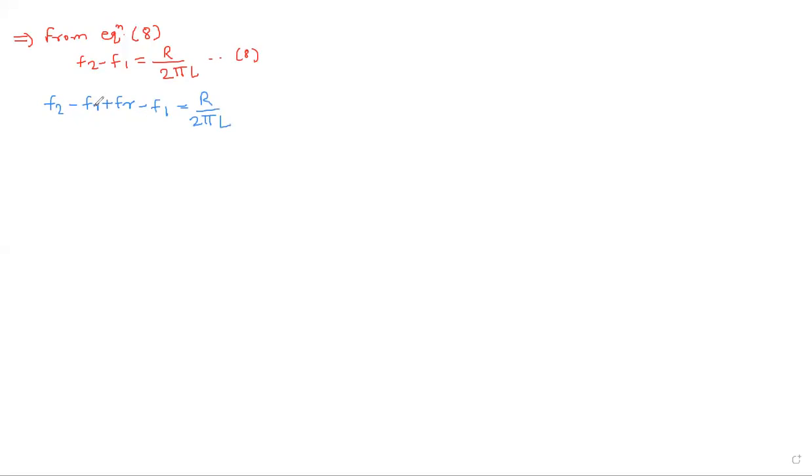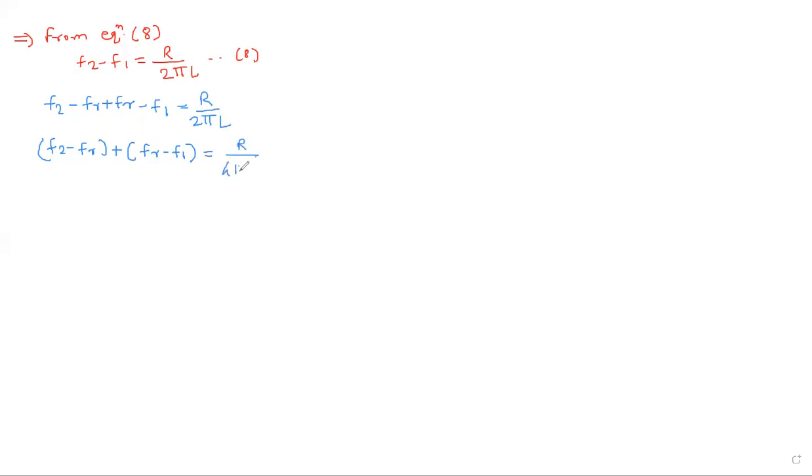Now what is f2 minus fR? That I will take in one bracket. F2 minus fR I will take in one bracket. Next, plus fR minus f1 I will take in one bracket. This is called the additivity property. Minus fR plus fR means cancel, and only f2 minus f1 remains. So there is no change in the equation. We have just taken it. Similarly here, R by 2 pi L, can I write it like this?